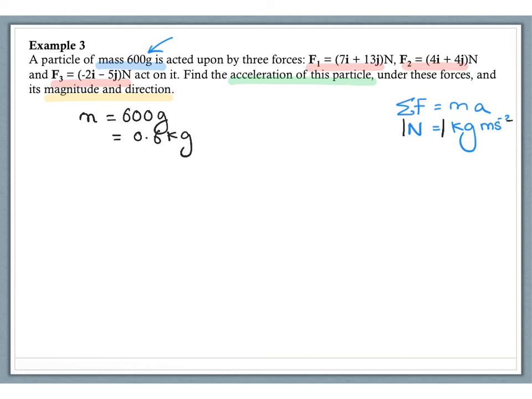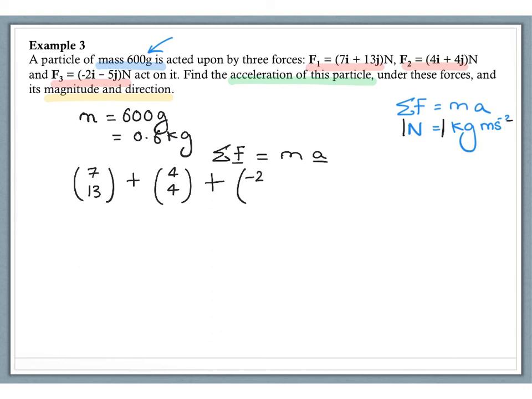Now, the forces have been given as vectors. So when we're using F equals ma, really we're thinking about this in the concept of vectors. I'm going to write these as columns. 7, 13, that's force F1, plus 4, 4. This is, of course, how we add vectors together. You've learnt about the resultant of vectors, which simply means you're combining or adding vectors together. And the third vector, minus 2, minus 5, third force.